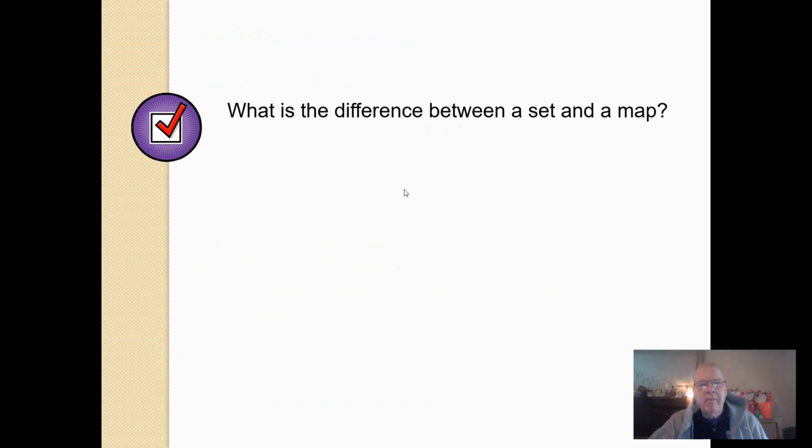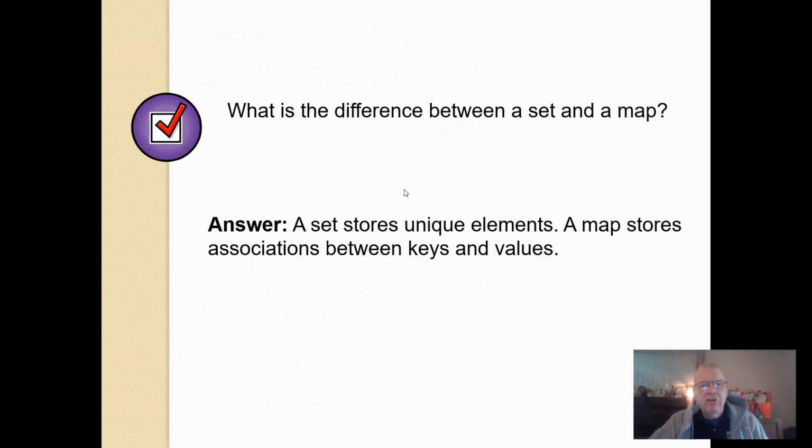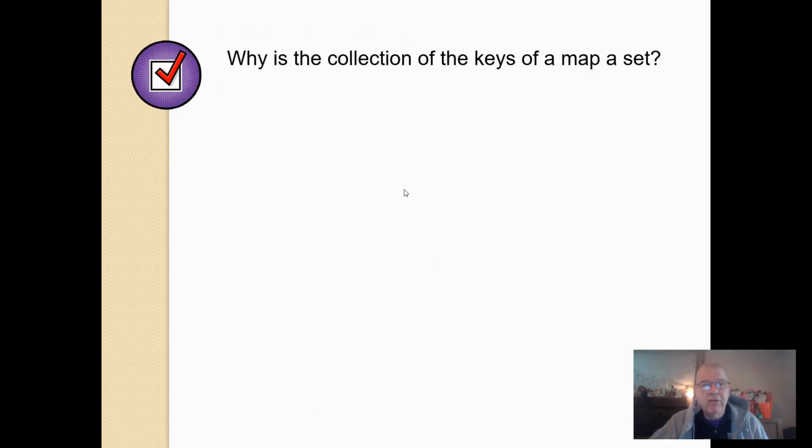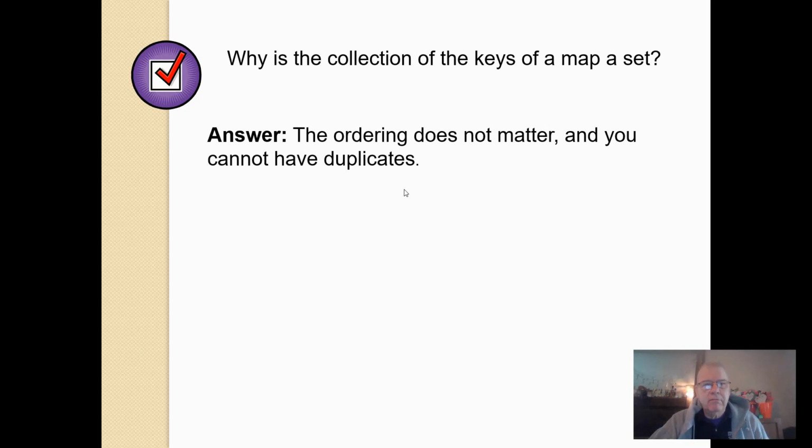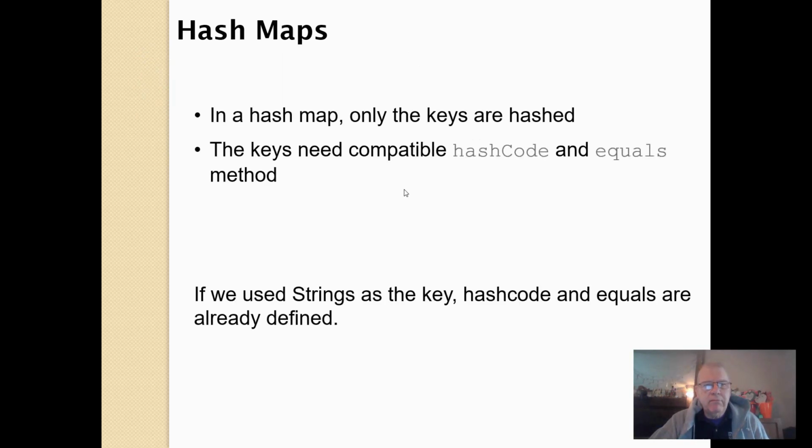So what's the difference between a set and a map? The set has unique elements like the keys, but a map stores an association between keys and values. The collection of keys of a map is a set. First of all, it returns a set. Secondly, the keys have to be unique. So in order to satisfy the hash code contract, you need to have compatible hash code and equals methods. And the good thing, as I've said about strings, is that the hash code and equals are already defined.